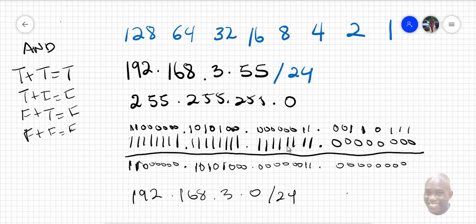192. And we'll talk a lot more about the broadcast addresses and so on. 168.3, which is the last one, which is 255. So basically you cannot use 0 because 0 is a network address, and you cannot use the broadcast address. So you have a range of usable IP addresses from 1 to 254.